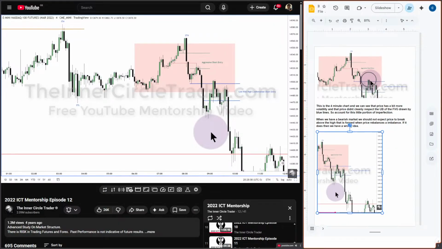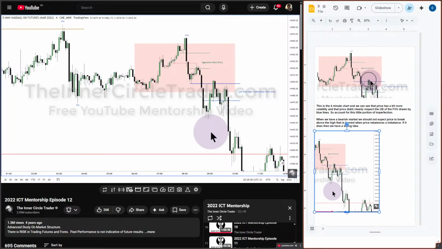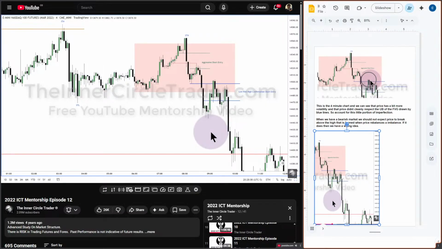So I've given you two main components to market structure and institutional order flow: how to know when the move is still good and not be afraid, how to know when the move is likely to be dynamic, and how to know when the idea is probably flawed and your interpretation or your analysis is wrong.